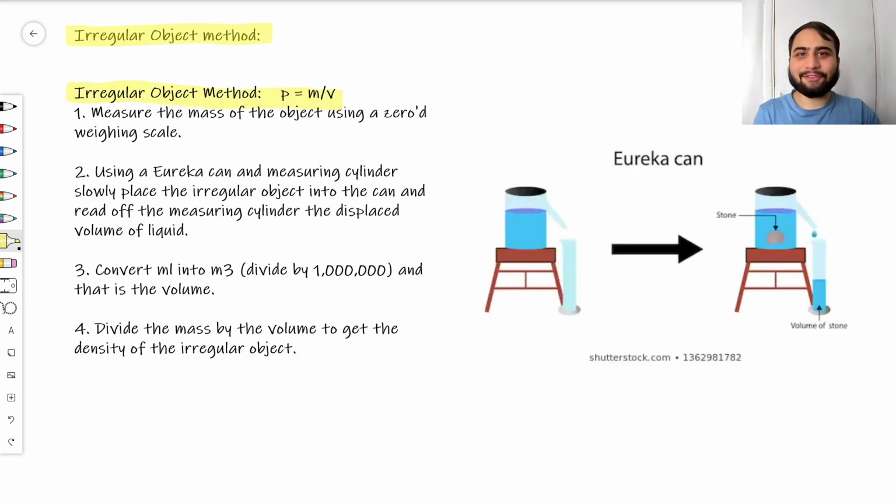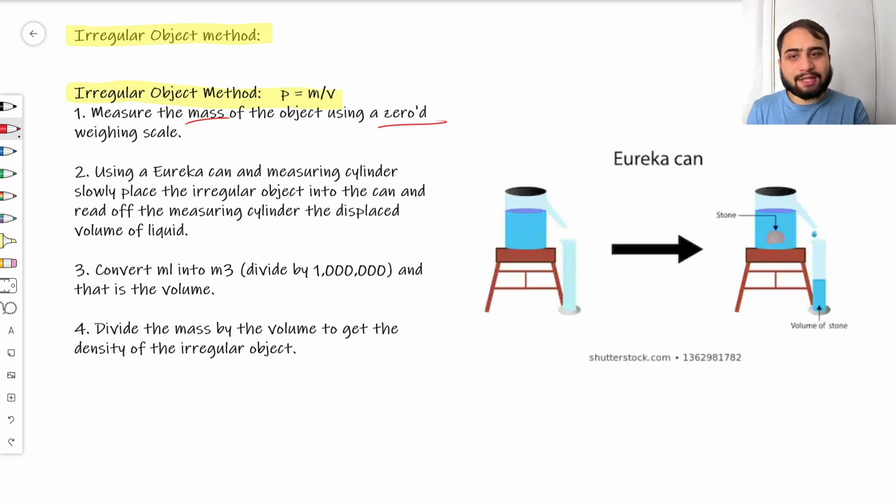Okay, so now let's have a look at the method for finding the density of an irregular object. So first of all, again, just like the last object, we work out the mass of the object using a zeroed weighing scale, and that just gives us our mass in kilograms as usual. Now the second bit is working out the volume. Because this is an irregularly shaped object, it doesn't have nice straight lines that we can measure with a ruler.